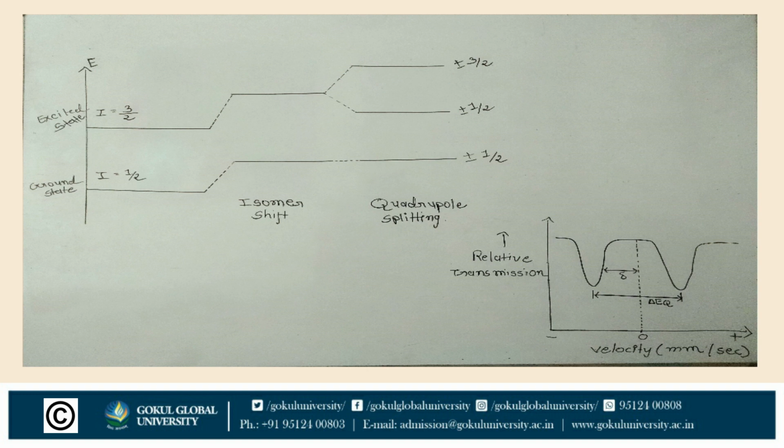If we see the Mossbauer spectra, we can see that we will get two dips in the case of quadrupole splitting. Here you can see one isomer shift, which is a shift from the position, and another is the energy distance between the two dips, and it's called the energy of the quadrupole splitting.